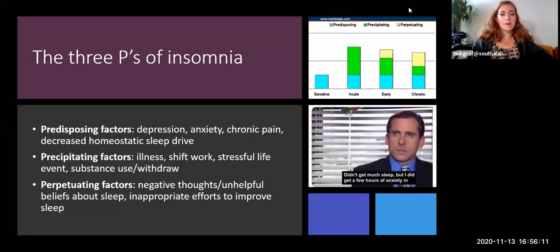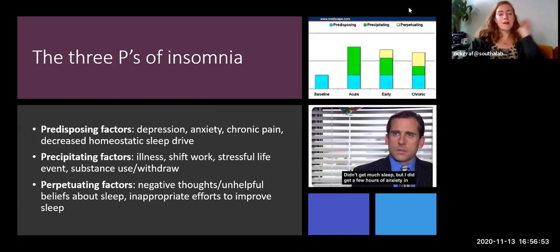Okay, so the basic model of insomnia is broken down into predisposing factors, which are factors that make you more likely to develop insomnia in the context of a stressor. So you can kind of think about this as diathesis. It's the risk factors that have to be present in order for a stressor to tip you over into insomnia, but alone they don't cause insomnia. And these are things like psychopathology, so depression and anxiety, chronic pain, or just being someone who has a naturally decreased homeostatic sleep drive, someone whose brain isn't that great at keeping track of how much sleep you've gotten and how much sleep you need. So someone who doesn't experience that much sleep pressure.